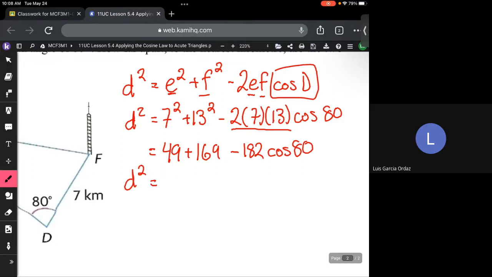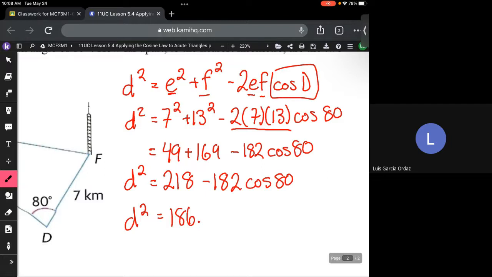So again, add the first two together. So 49 plus 169, which is 218. So now what you're going to do on your calculator is do 218 minus 182 times cos of 80. So D squared is equal to 186.39.